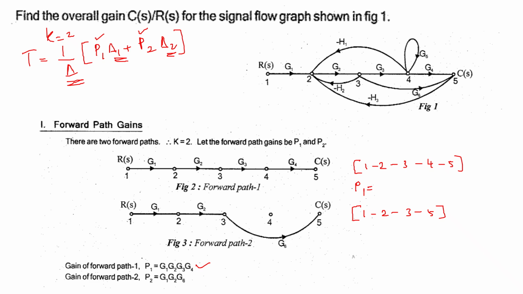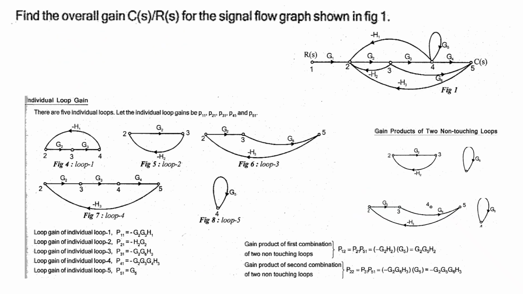Then based on the definition, delta can be represented as 1 minus the sum of individual loops plus the sum of the product gain of two non-touching loops. So what is a non-touching loop? A non-touching loop is two loops which do not have any common nodes. Similarly, for three non-touching loops, four non-touching loops and so on, we are supposed to find. In some problems, it may exist. In some, it may not.